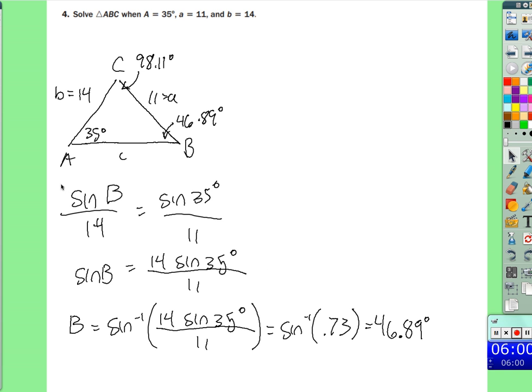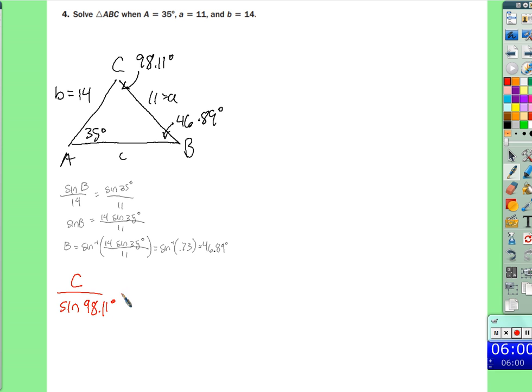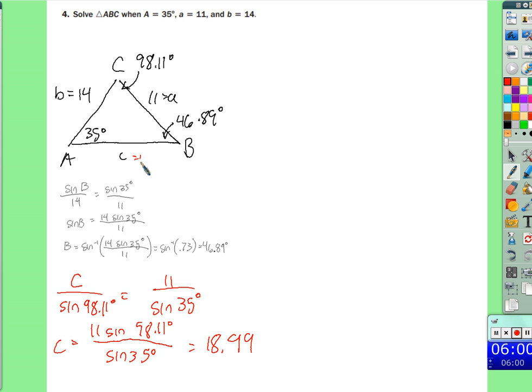Last bit of work here. We just have to solve for that side. We'll use the law of sines again. We have to make room for the second triangle, that's why I'm making that smaller. So side c over the sine of angle C, which is 98.11, equals, I'll use this pair because it's more precise, 11 over the sine of 35. So c is equal to 11 times the sine of 98.11 over the sine of 35, which is about 18.986. We did all that work and found a triangle that exists, or could exist, if given these first three pieces of information: 35 degrees, across from that is 11, and another side is 14.